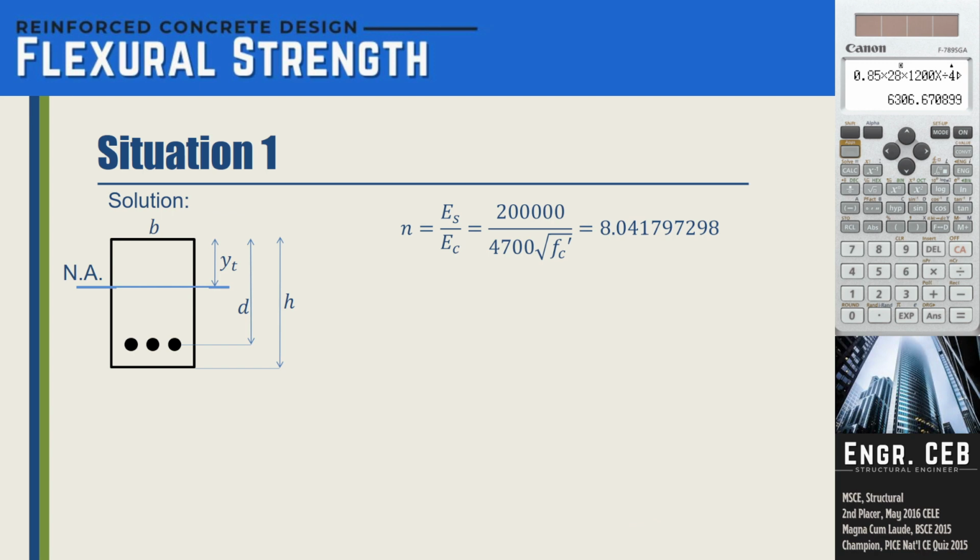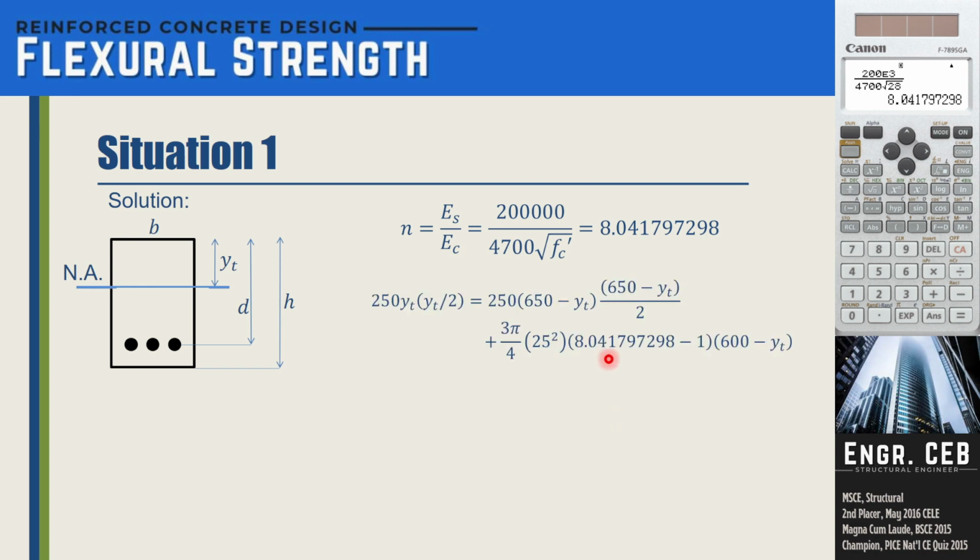So in general, the modular ratio is simply determined by taking the ratio of the modulus of elasticity of the two materials involved. So that is the modulus of elasticity of the stronger material divided by the modulus of elasticity of the weaker material. In this case, our stronger material is the steel, so its modulus of elasticity is 200,000 megapascal. We divide it by the modulus of elasticity of concrete, which is 4,700 square root of fc prime. So our fc prime is 28. So we substitute, and n is 8.04179728.